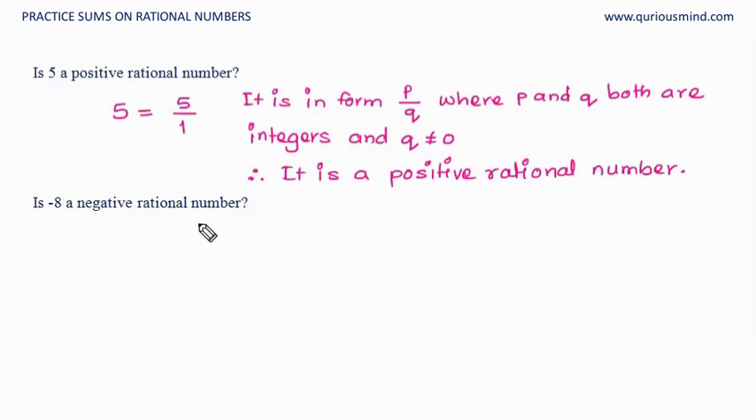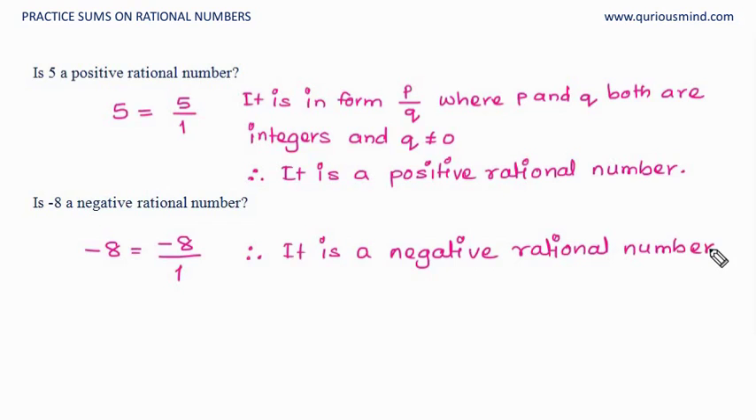Now here, is minus 8 a negative rational number? We again know minus 8 can be written as minus 8 upon 1. Is it in P upon Q form? Yes, it is in P upon Q form. Are P and Q both integers? Yes, minus 8 and 1 are both integers. Is Q not equal to 0? Yes, 1 is not equal to 0. So this is a rational number. And we also see that either the numerator or denominator should be negative. Only one of them should be negative so that it is a negative rational number. And here we see only the numerator is negative. And hence, yes, it is a negative rational number. Let's do the next one.